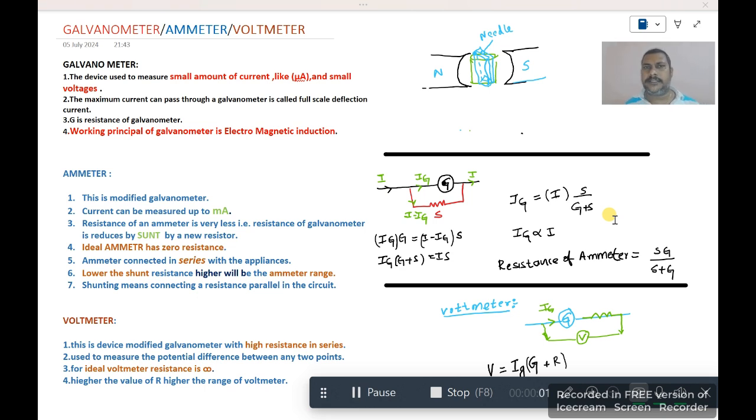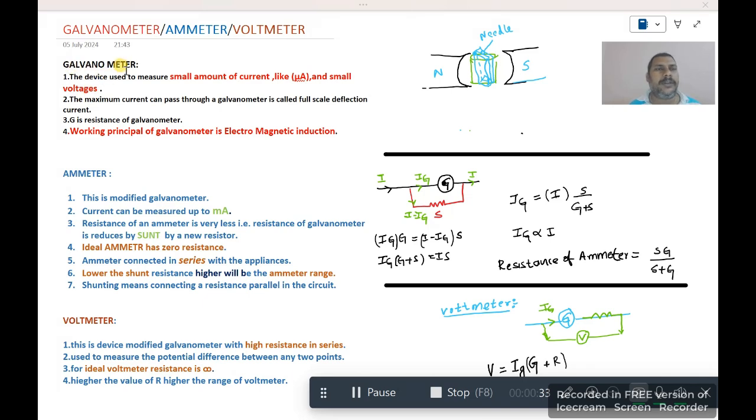So welcome back guys. Today's simple topic is galvanometer, ammeter and voltmeter, the devices. After this, we will study meter bridge and potentiometer. If you see, galvanometer, ammeter and voltmeter all follow the same pattern, meaning the galvanometer is changed into an ammeter and a voltmeter. Here I have given all the important points related to them.